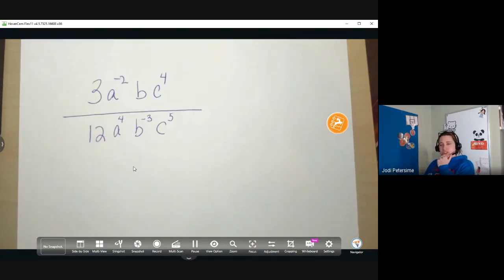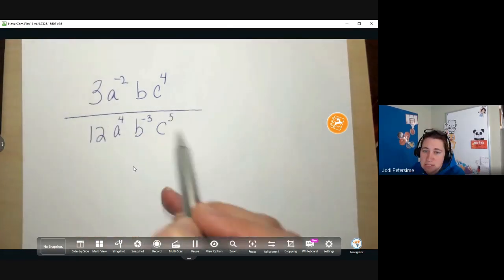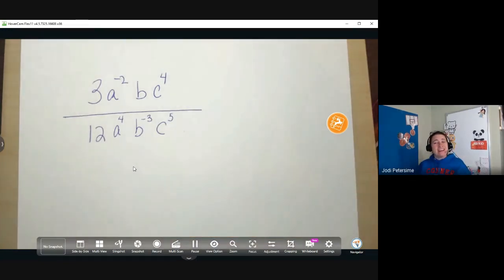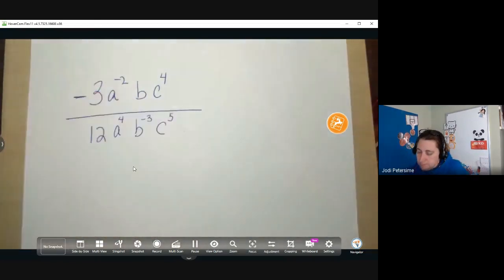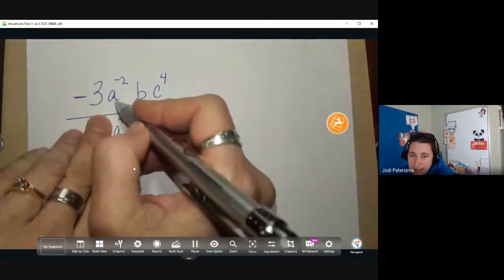When I have students that struggle with negative exponents and they struggle with subtracting negative exponents, then my suggestion to them is this. If you have something that has a negative exponent, it's not happy with where it's sleeping. If these are bunk beds, this is the top bunk and this is the bottom bunk. So the a to the negative second has a negative exponent.